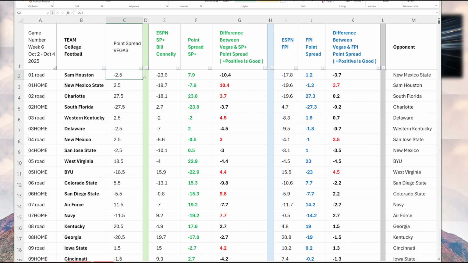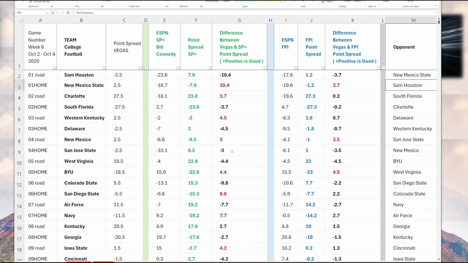But if you see here, there's a difference between the Vegas point spread and the calculated one. 7.9 is the point spread. So New Mexico State is plus 2.5, but according to the calculations, the point spread should be minus 7.9. So New Mexico State is actually getting bonus points of 10.4. And then a similar idea with FPI. Just to clarify here, subtract these two numbers, add 3 to the home team. That gives you the point spread. And then comparing this point spread to the Vegas point spread, that's the specific number, and this is the opponent.